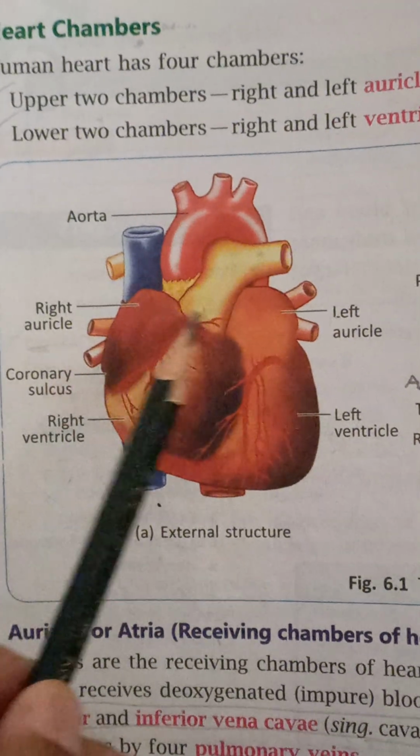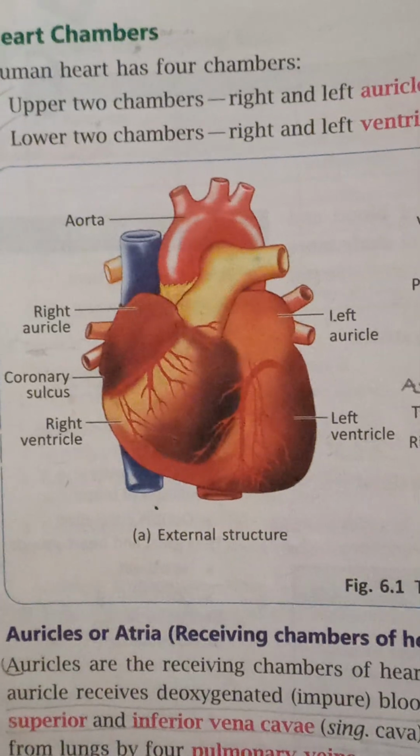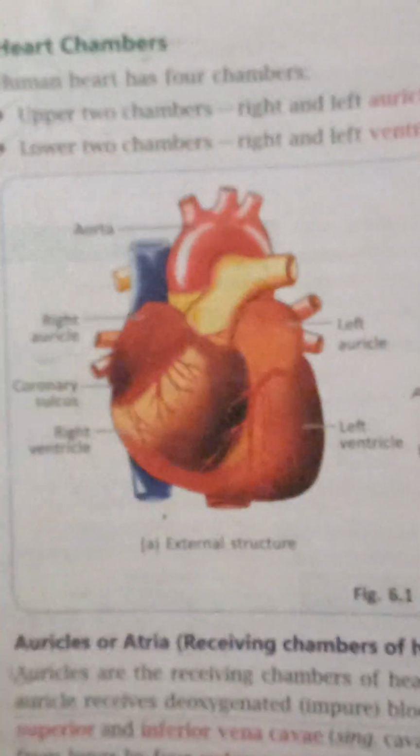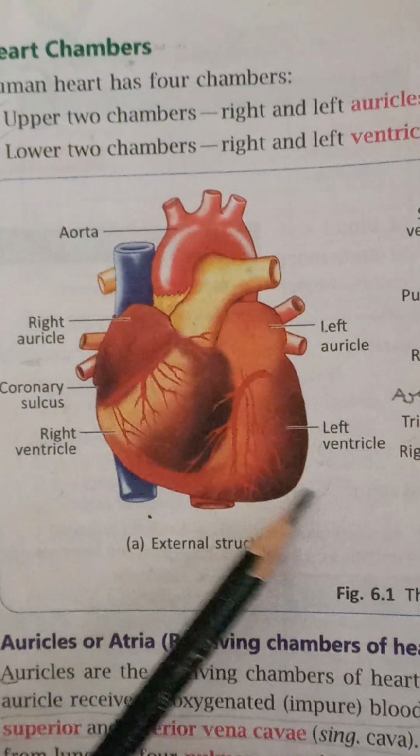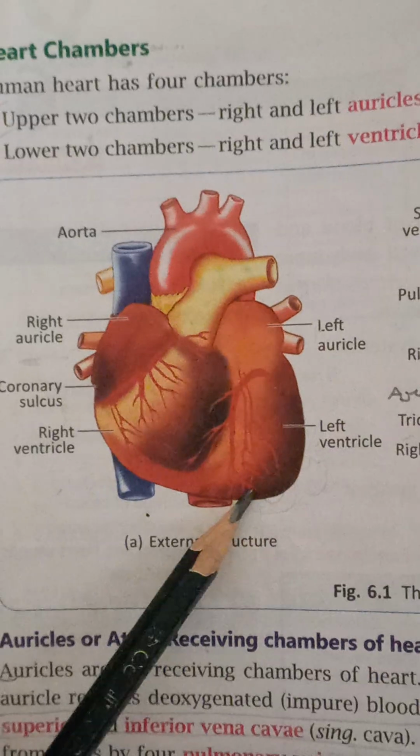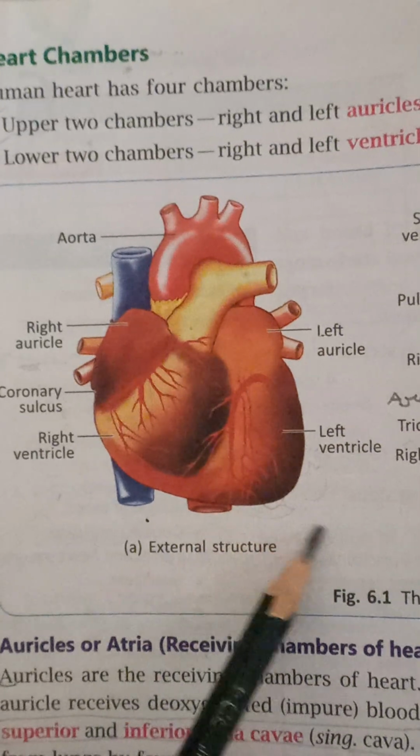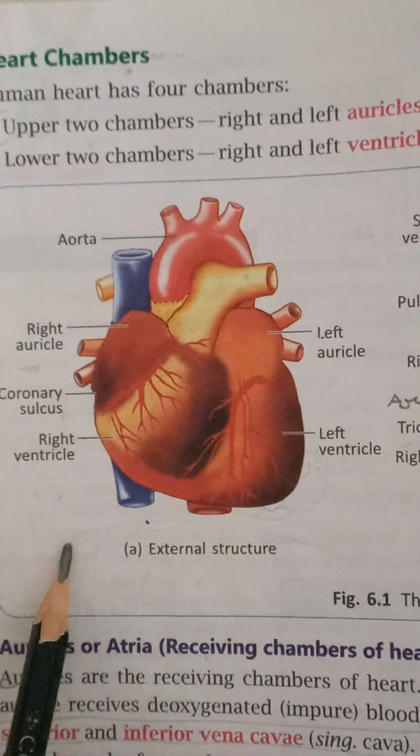Now this heart is conical in shape. If we make a fist like this, the dimension of our heart is about this much. And this is conical in shape. This is its pointed end, the apex, and it is present in the chest cavity just above the diaphragm.